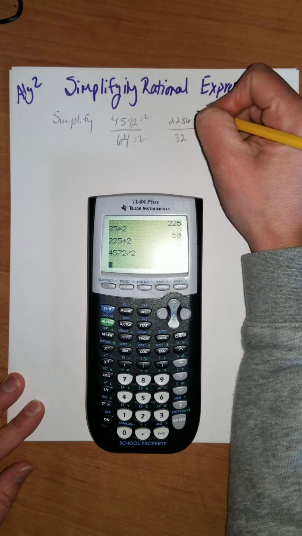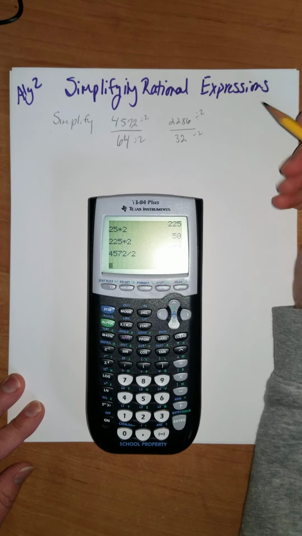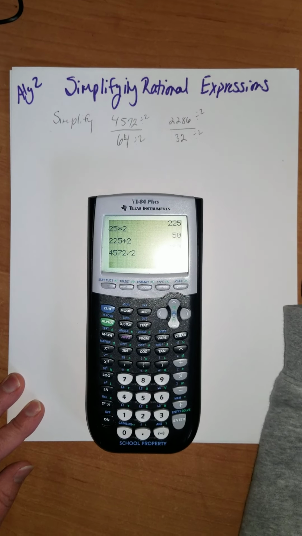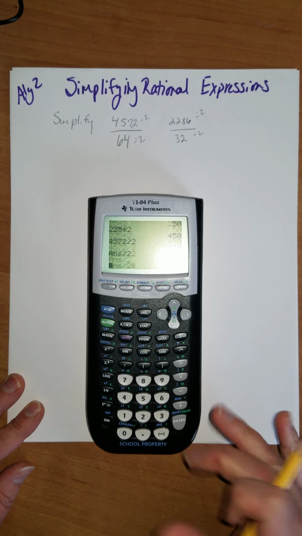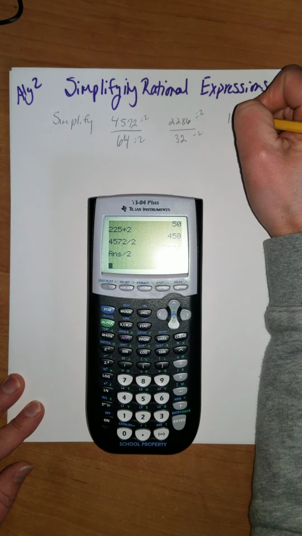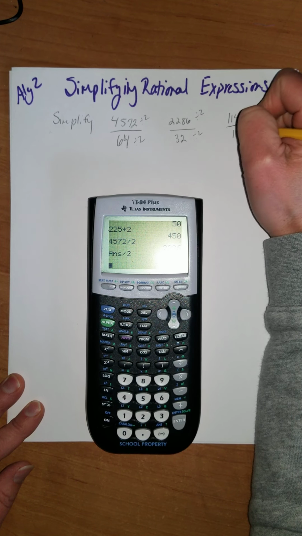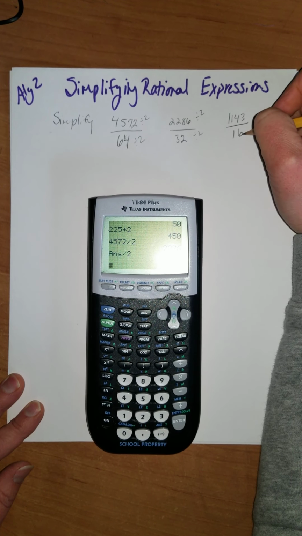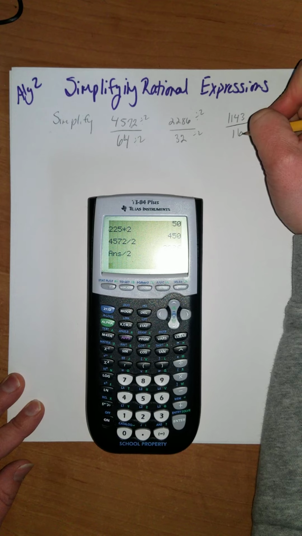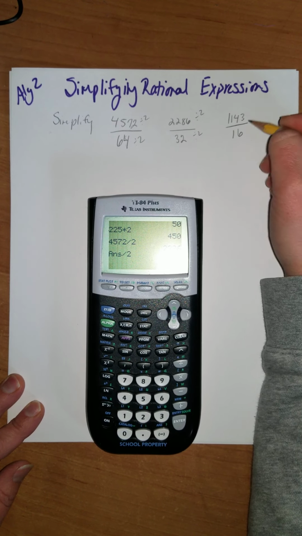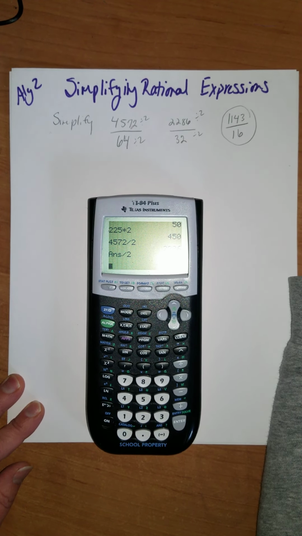Oh, there's another 2 in there. I can take another factor of 2. Honestly, I could have taken 4 out of the big one, but I'm just making this easier for myself. Divide this by 2. This is 1143. Divide this by 2. It's 16. Now, 16 just has 4 and 4, and that's all 2s. There's not any 4s in here, so this is simplified. That is it.